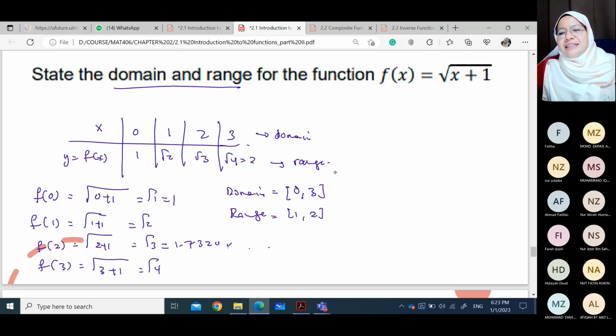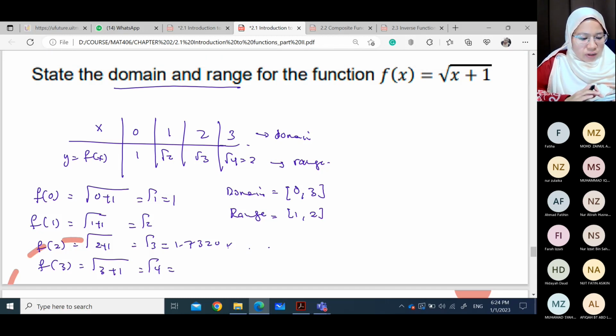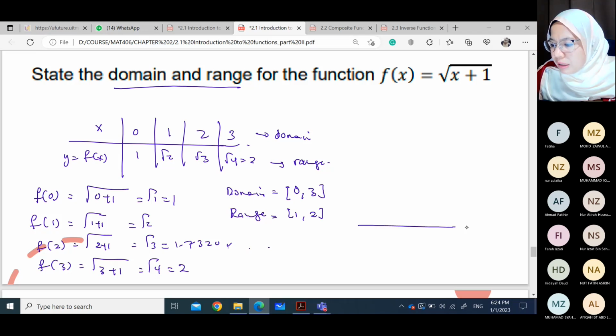Okay, sama. Okay, so yang ini, so ini kita punya domain lah. Domain 0 to 3. And the range is from 1 to 2. Daripada 1 hingga 2. So 2 ni adalah square root of 4. So square root of 4 bila you plug in your calculator, you akan dapat 2. Punca kuasa 2 bagi 4 adalah 2. Okay. Right, boleh?